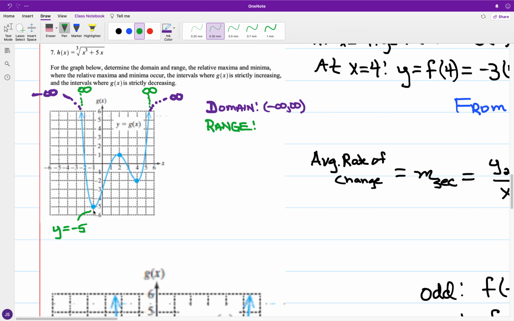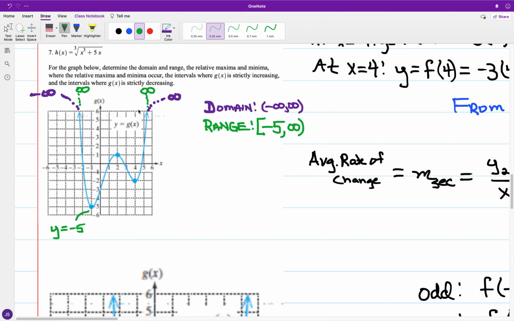So for the range, we're going from and including -5. That's going to be your bottommost y value, and it is included. Everything else is going to be above, and the arrowheads indicate that y is going to keep on increasing, approaching infinity. So again, the domain you have between negative and positive infinity, going continuously between the left and the right. The range you have going continuously upward, starting from y equal to -5.